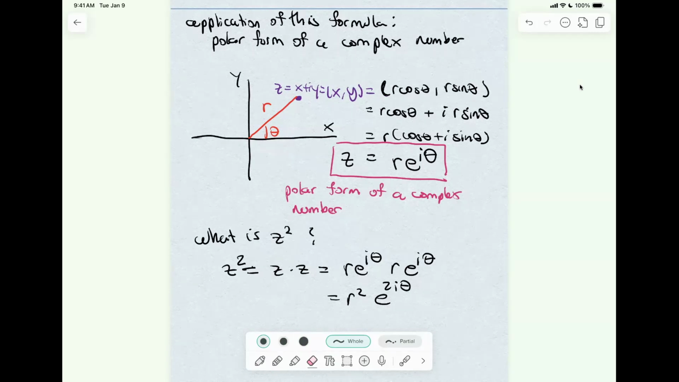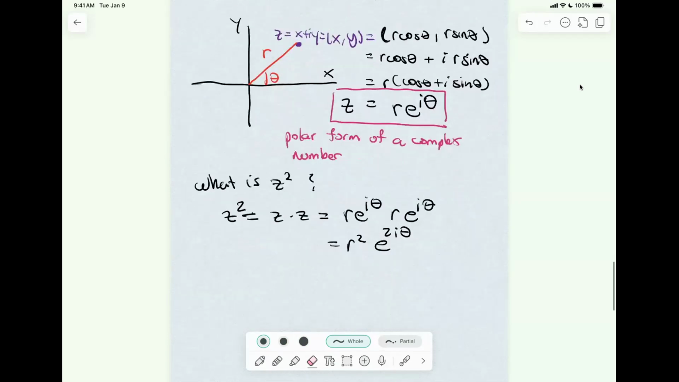So from this perspective, what is z to the n? It is r to the n times e to the i n theta.